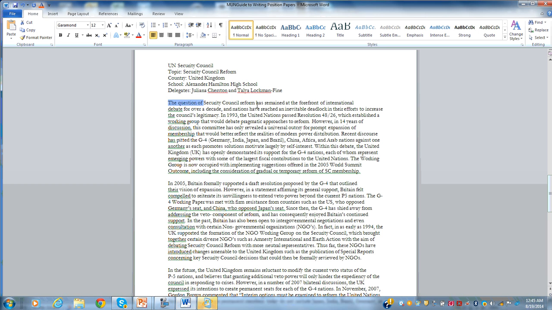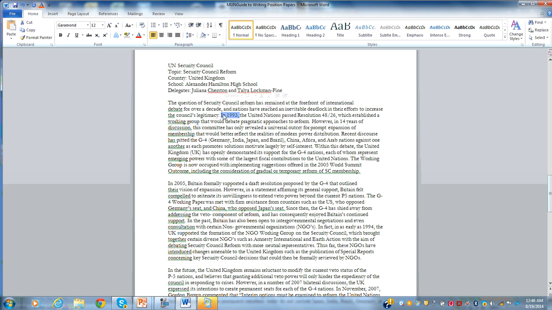The question of blank has remained at the forefront of blank debate for a blank amount of time. Usually the nations have reached an inevitable deadlock. Usually the countries don't know what to do exactly, so they're stymied and not doing anything. So this in general is just summarizing the situation.